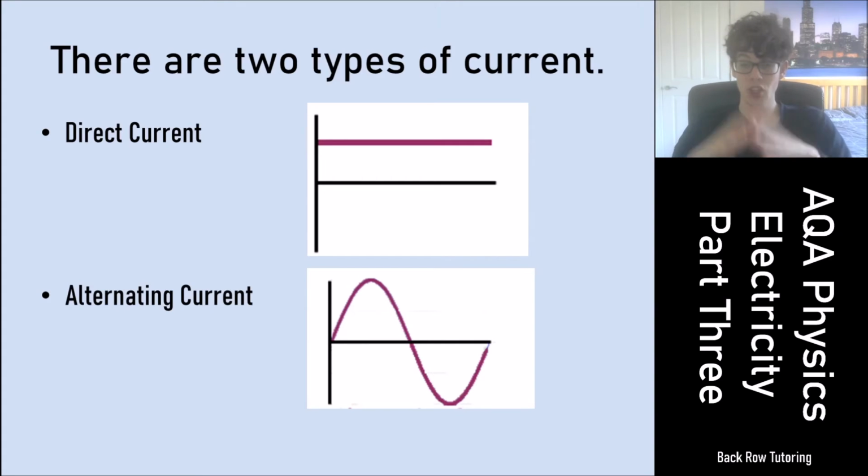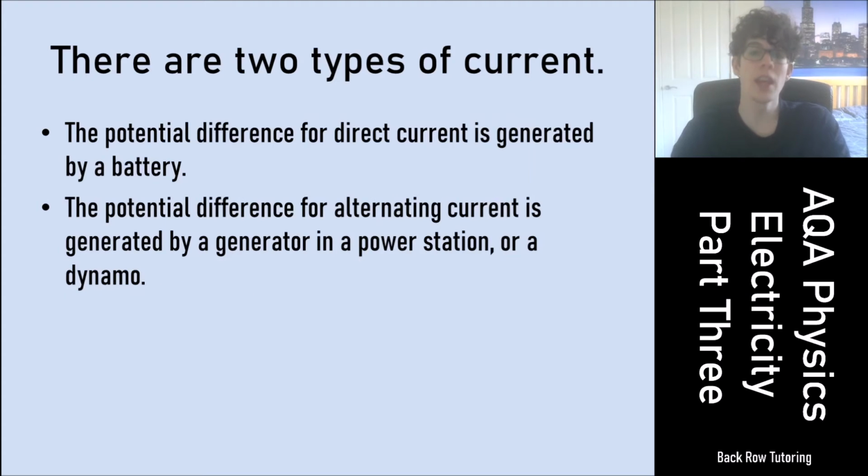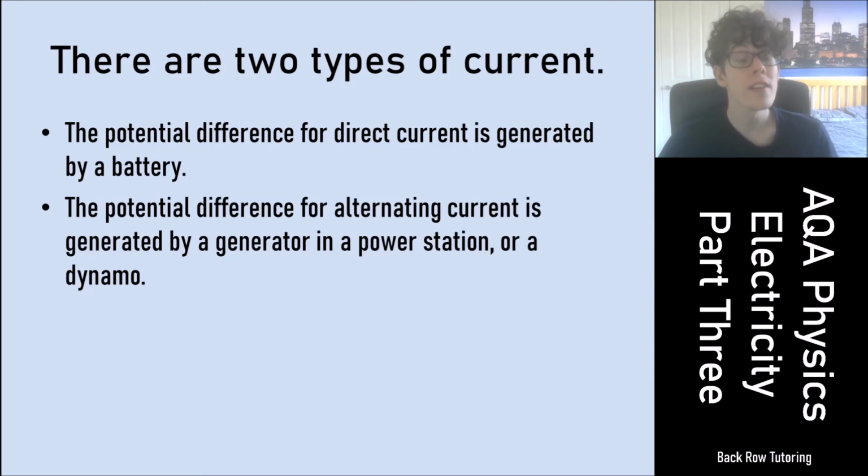This is a quick diagram of the direct current and the alternating current. You can see that the direct current has a constant voltage. It's always positive, or it could alternatively be always negative. The alternating current flips between positive and negative potential difference all the time. So at one moment it could be positive, the next moment it may be negative. So that's the difference between direct current and alternating current. The potential difference for direct current is generated by a battery. The potential difference for alternating current is generated by a generator in a power station or something called a dynamo.